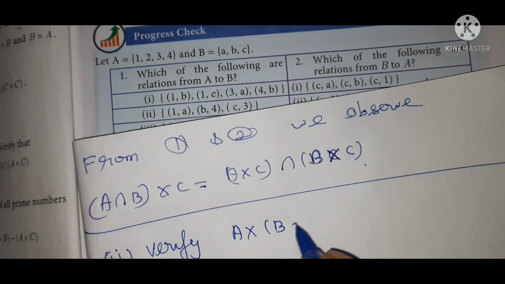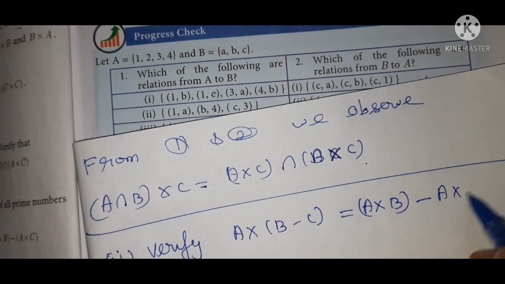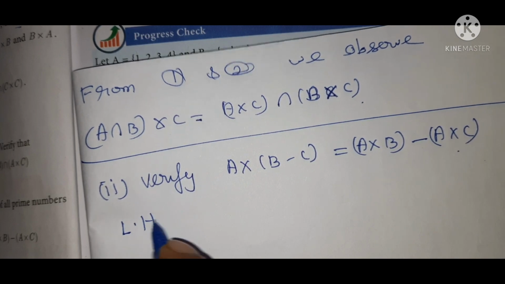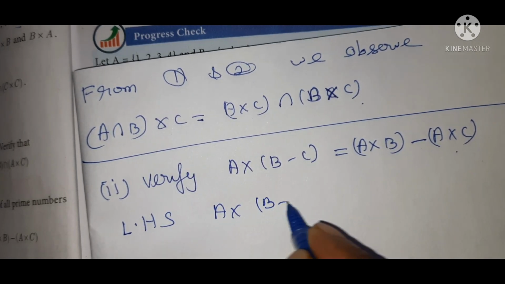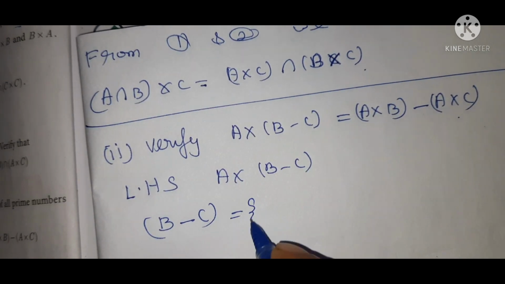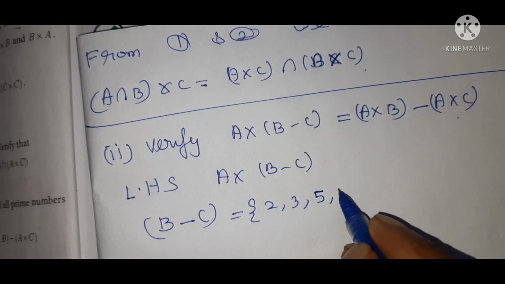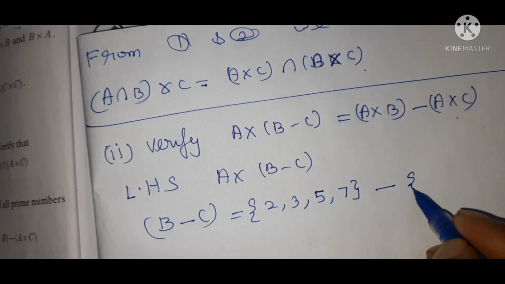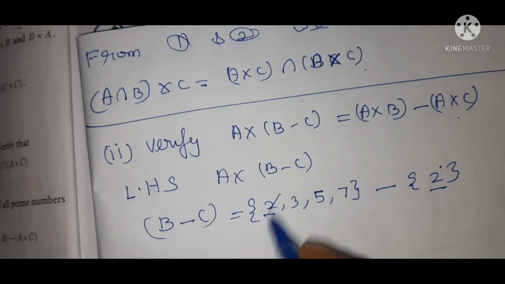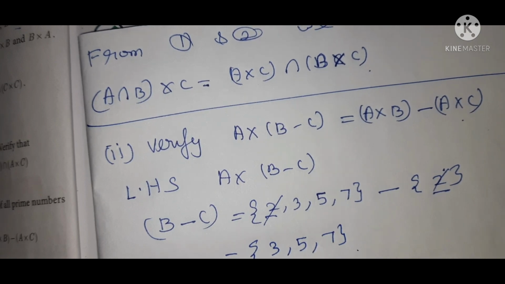A cross B minus C is equal to A cross B minus A cross C. Left hand side: A cross B minus C. First find B minus C. B is 2, 3, 5, 7 minus 2. 2 is common, so cancel 2. We get 3, 5, 7.